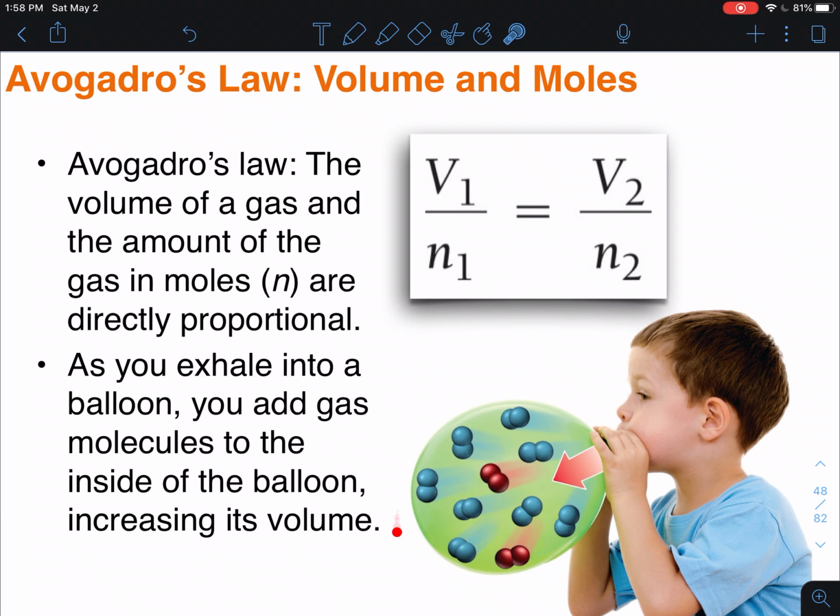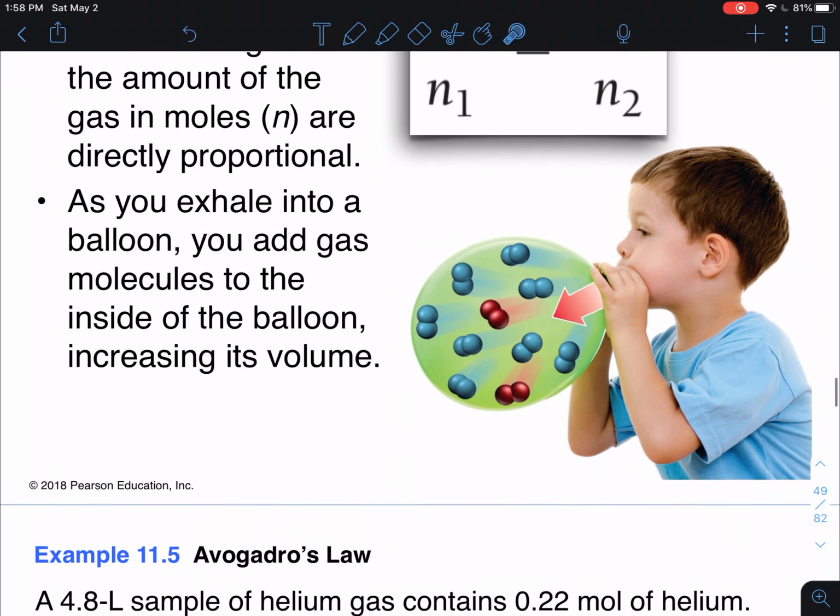And then they have a picture of a kid blowing up a balloon to directly show you how volume increases as we increase the amount of gas. So when we exhale into a balloon, we're putting more gas molecules in the balloon, and the volume of the balloon increases, all right? So that's how the balloon gets blown up.